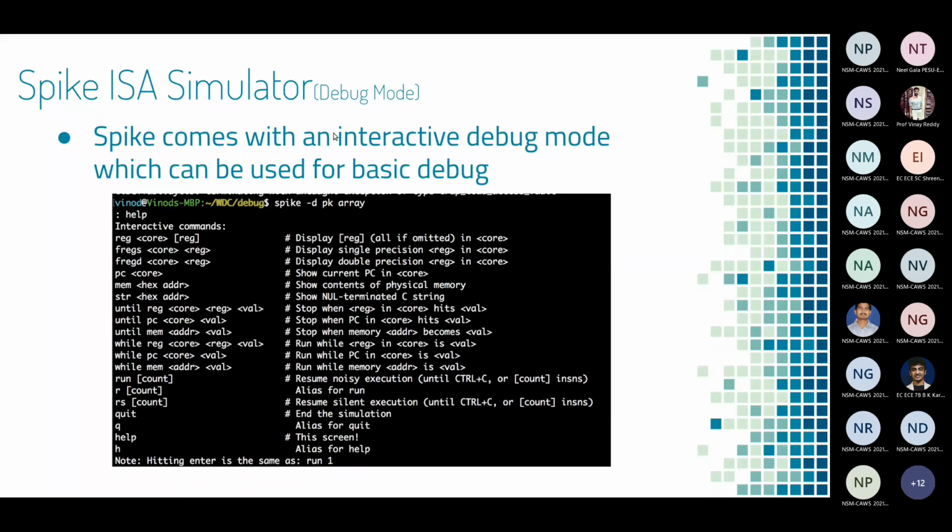Then comes the debug mode. If you run Spike with -d and then give the executable, you would get this particular menu. Your core starts in a halted state, and you can use these commands to finely control the execution of your program. That is, you can show the current PC, or you can run the program until some particular condition is satisfied, or you can run it for some X number of instructions, or you can step through the program instruction by instruction to find out what the results of those instructions are.